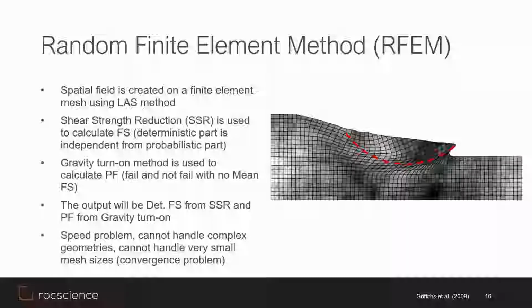In the current random finite element software packages, gravity turn-on method is used to calculate probability of failure instead of doing SSR in each simulation. Gravity turn-on only shows failure or not failure in each simulation without giving any factor of safety. The random finite element method is limited to academic purposes, and that's why it is slow and cannot handle complex geometries. They also have convergence problems for small mesh sizes.